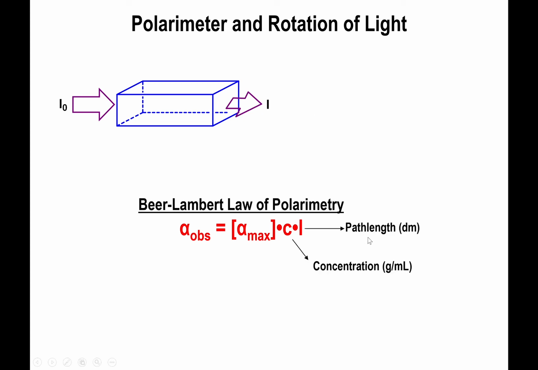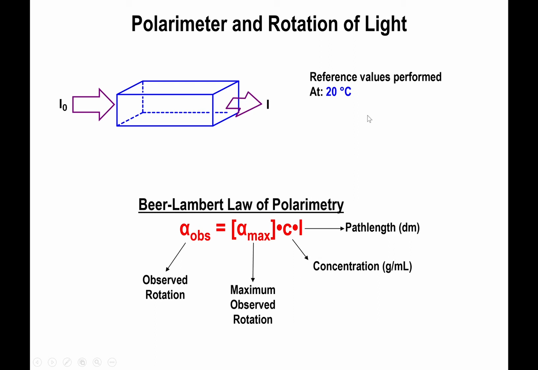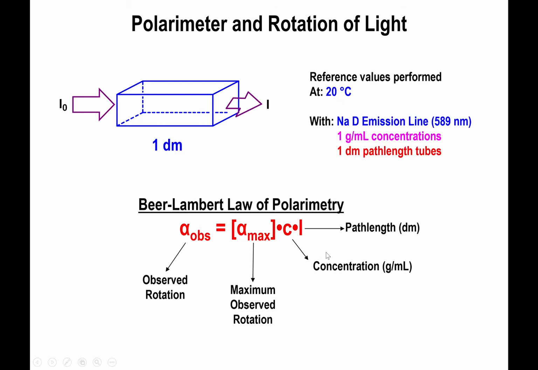The path length for polarimetry is actually in decimeters, whereas the concentration is in grams per ml. The observed rotation is, technically speaking, the multiplication of all these terms. The maximum rotation can happen at a reference value, which is taking place at 20 degrees Celsius, a concentration of sample of 1 gram per ml, and a path length of 1 decimeter.